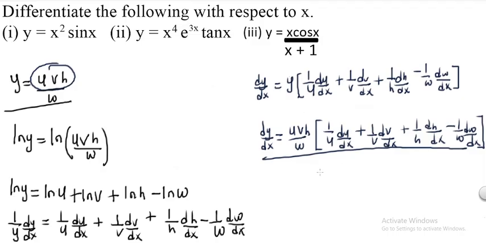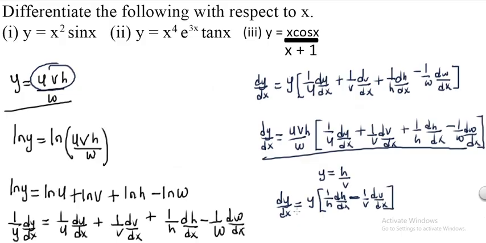Okay. So let's say you have y is equal to h over v, and you want to use the logarithmic differentiation. This can become dy over dx is equal to y, open brackets, because h is a numerator, we say 1 over h dh over dx. Because v is a denominator, we use a negative sign. This will be minus 1 over v dv over dx.